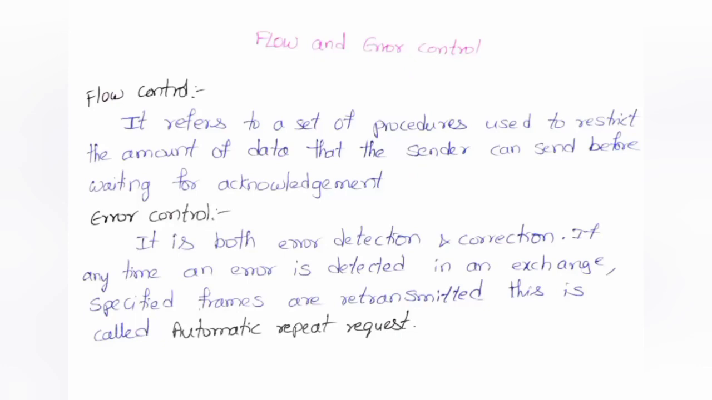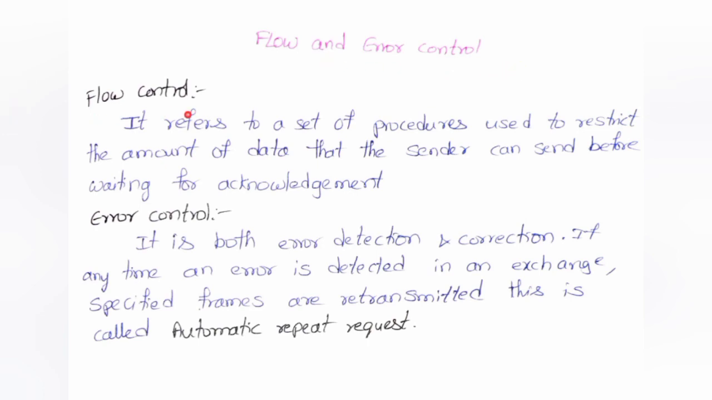In this video we will learn about the flow and error control mechanisms from the data link layer. So we know some of the characteristics of data link layer are framing, physical addressing, access control, flow control and error control. So here we will learn in detail about the flow control and error control mechanisms.